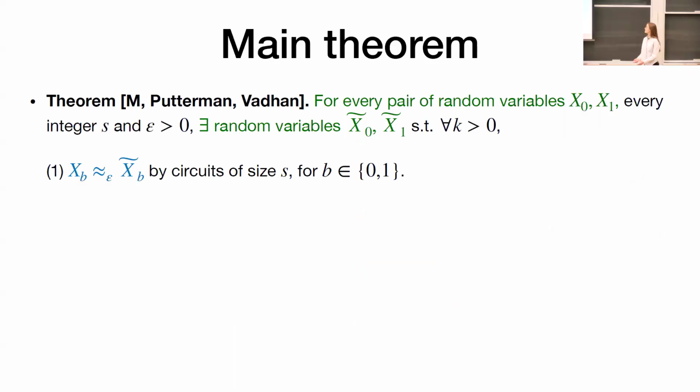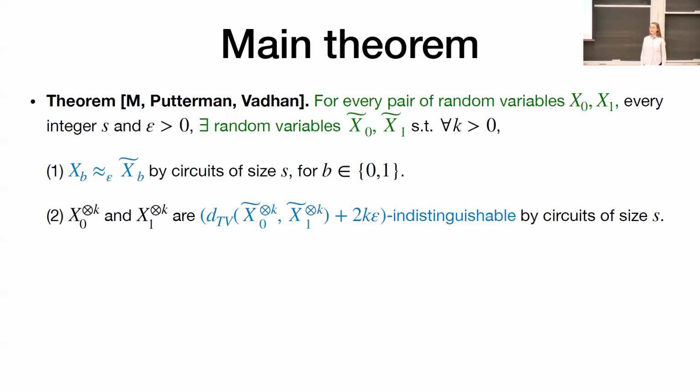So our main theorem is as follows. For every pair of random variables, x0 and x1, and every pair of parameters s and epsilon, there exist random variables, which are efficiently computable, such that for all k, first, x0 is epsilon indistinguishable from x0 tilde by size s circuits, and the same holds for the x1 variables.